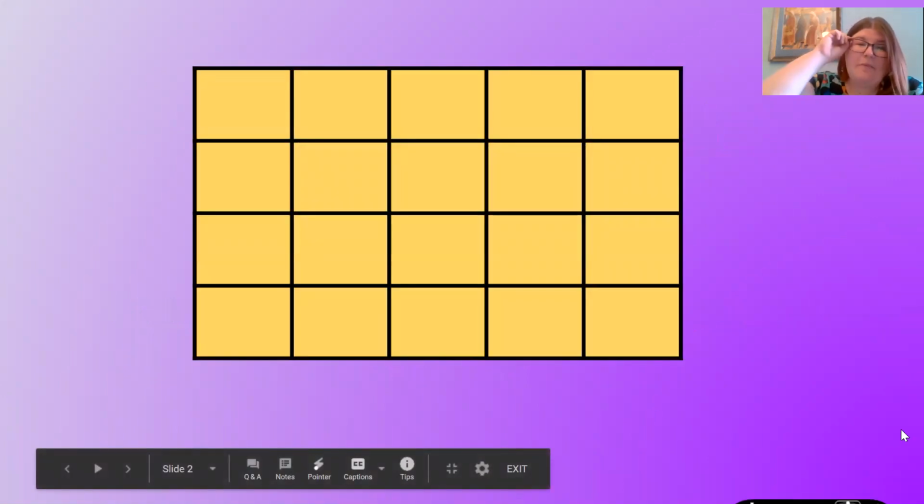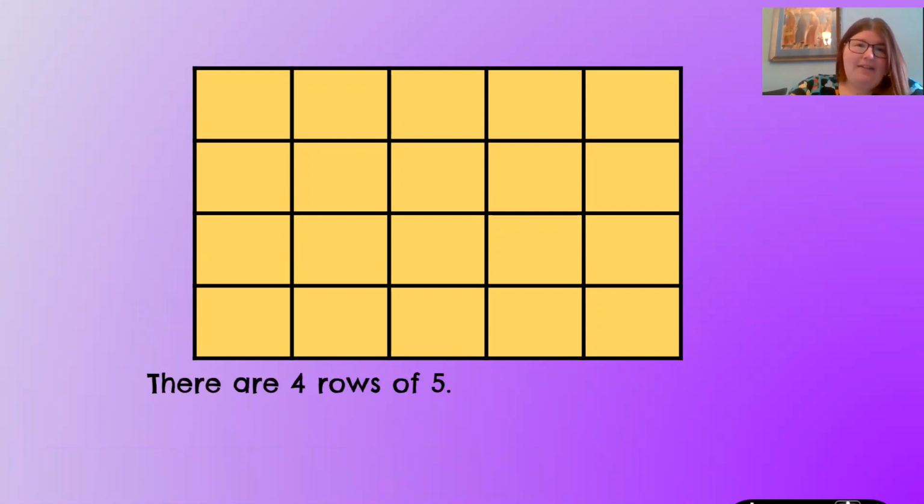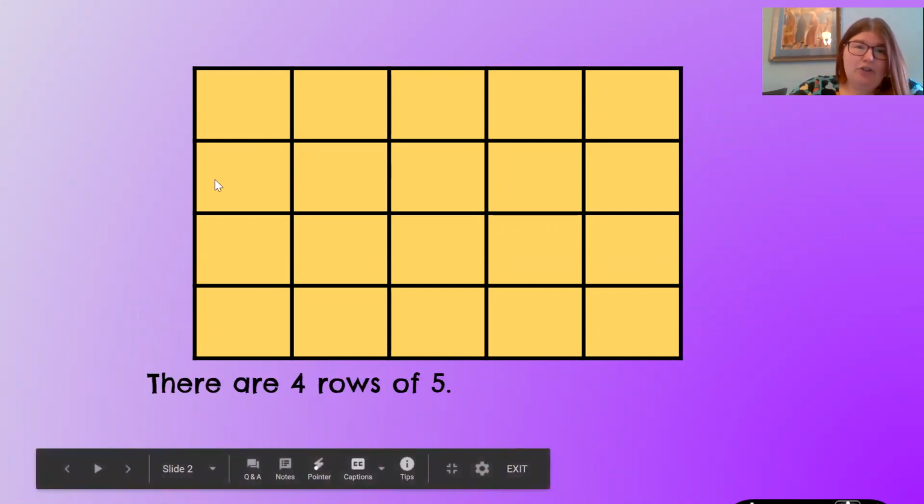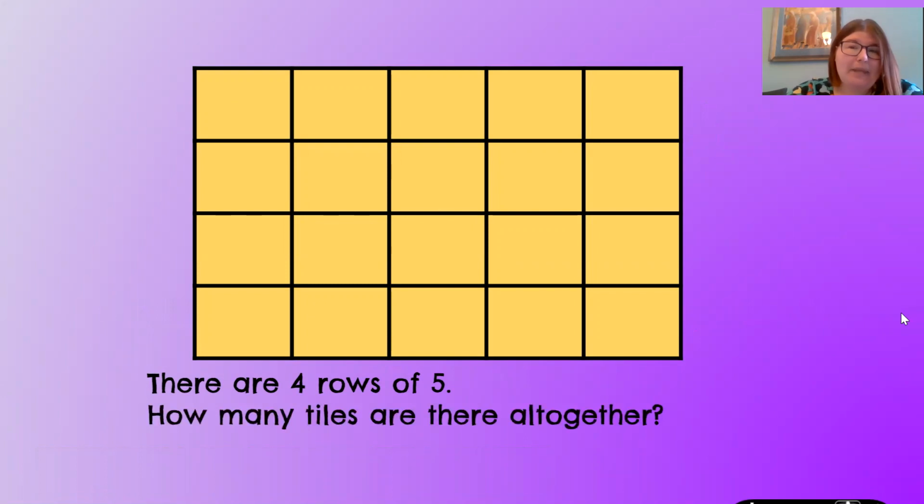So I have an array here, and there are 4 rows of 5. There's 1 row, 2 rows, 3 rows, 4 rows. Okay. So how many tiles are there altogether? I'm going to give you about 10 seconds to go ahead and think of either a repeated addition equation or to count the squares to match your thinking. Go ahead. How many squares are there altogether?